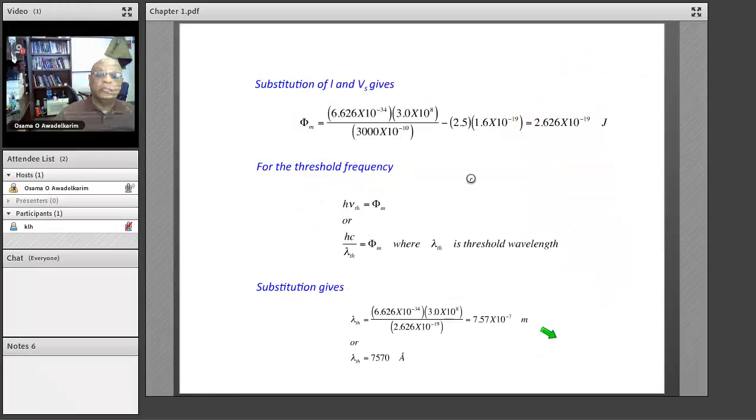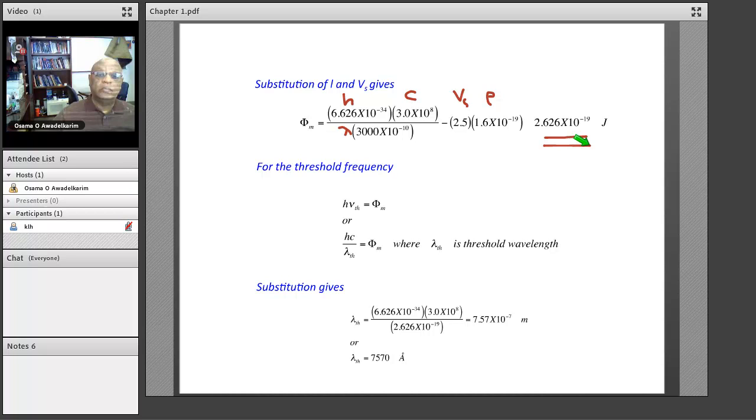So let us go ahead and put in these numbers. This is h, this is c, this is lambda in meters, this is Vs, the stopping potential in volts, this is the electronic charge here, and what we get is phi m equal to this amount, this energy in joules. So to separate an electron from the metal surface, we need this amount in joules, which is very small.